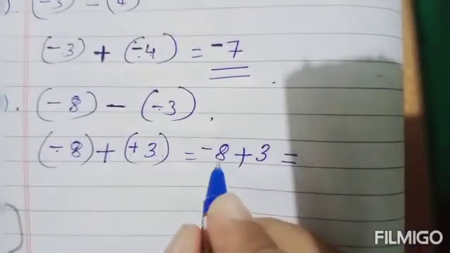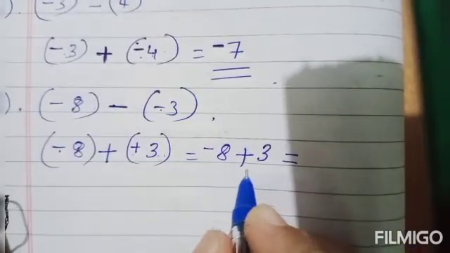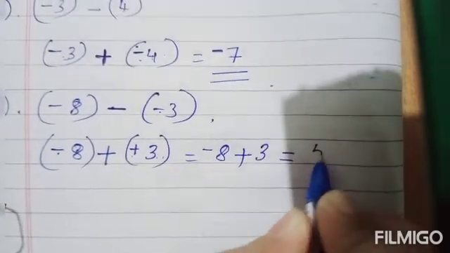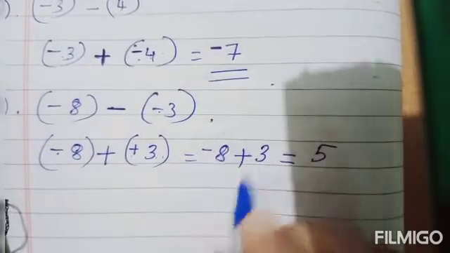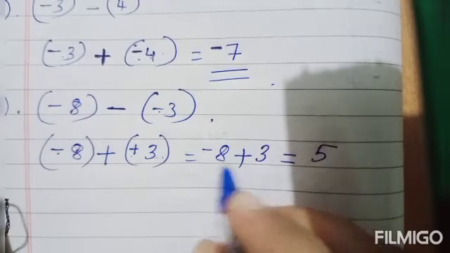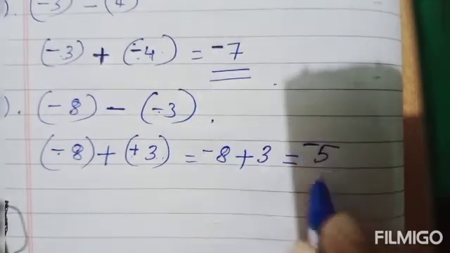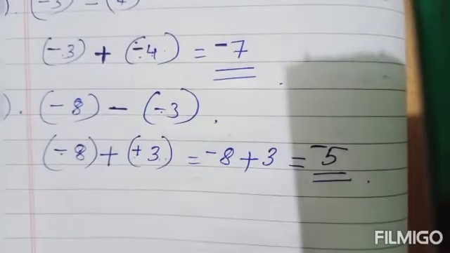Okay. Now addition of a negative integer and positive integer. So what to do? First do the subtraction. 8 minus 3, it is 5. Put the sign of greater number. Here it is minus. Okay, so minus 5 will be the answer.